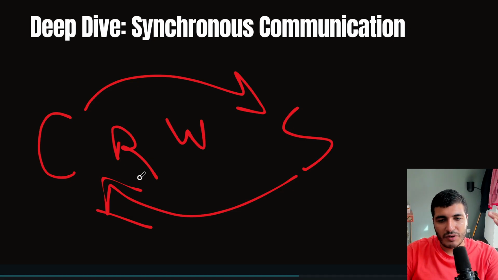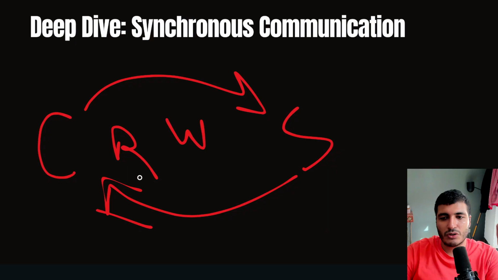What are the pros and cons of this way of communication? The first thing, we have immediate feedback: the sender gets an instant success or failure response. This is essential for workflows where the immediate outcome is required for the next step. Number two, simpler workflow. For short, simple request-response workflows, it's often easier to reason about and debug.